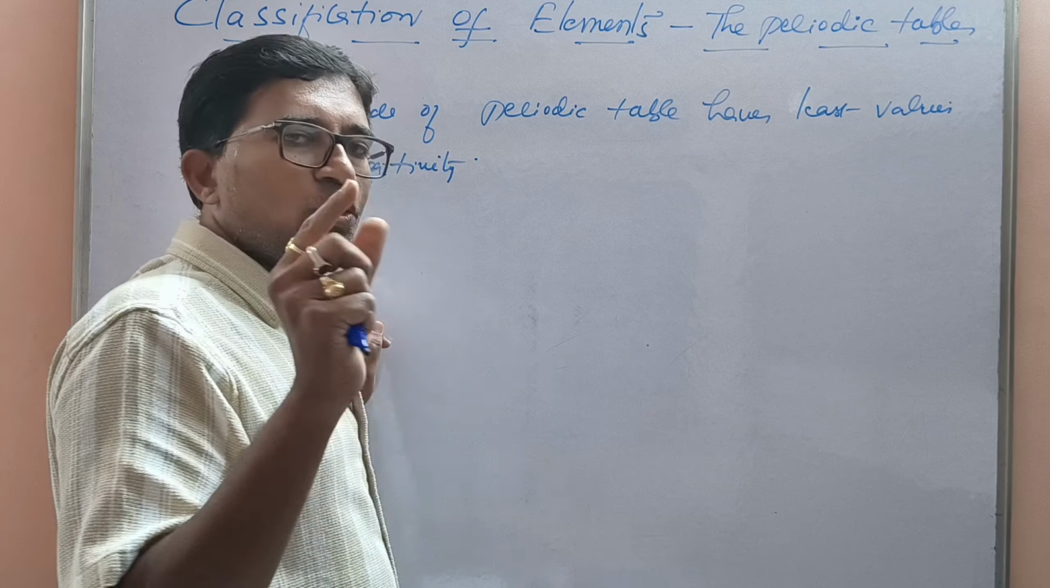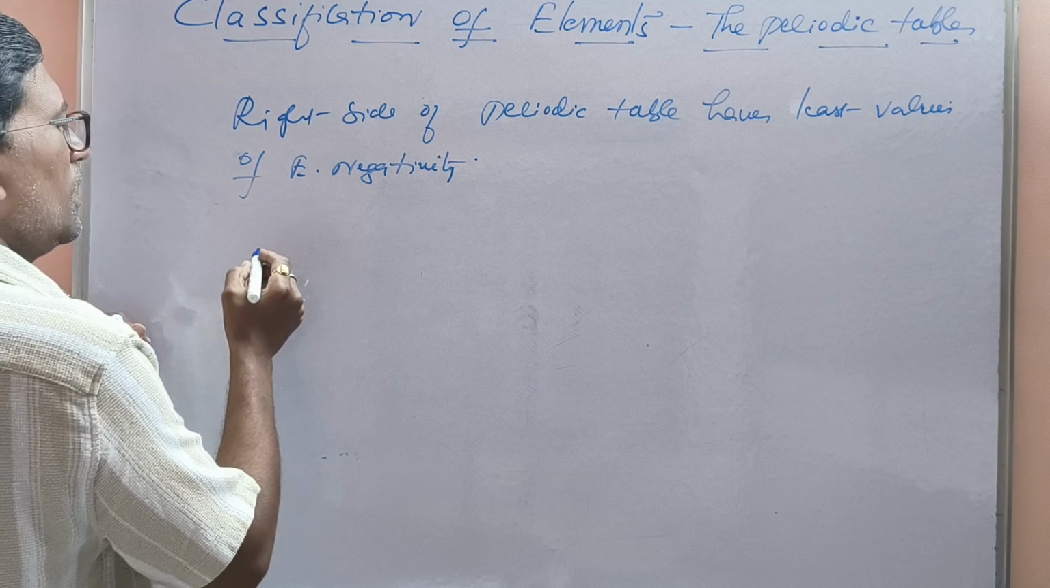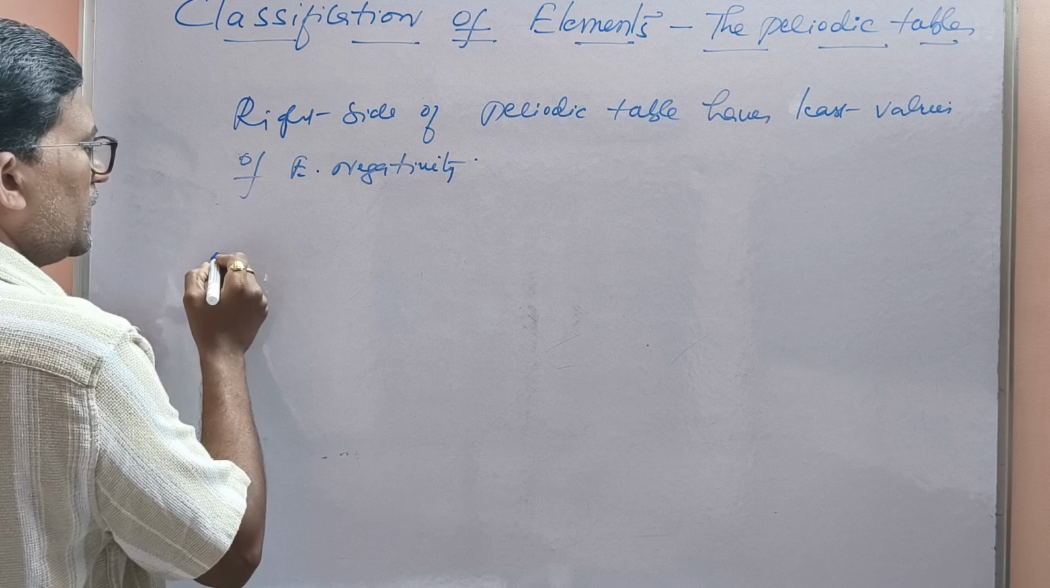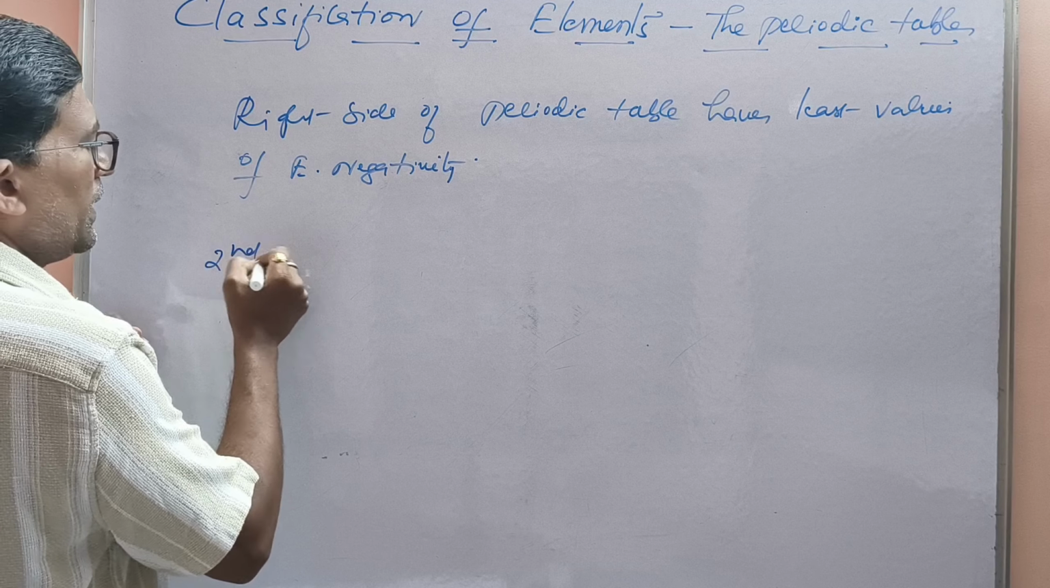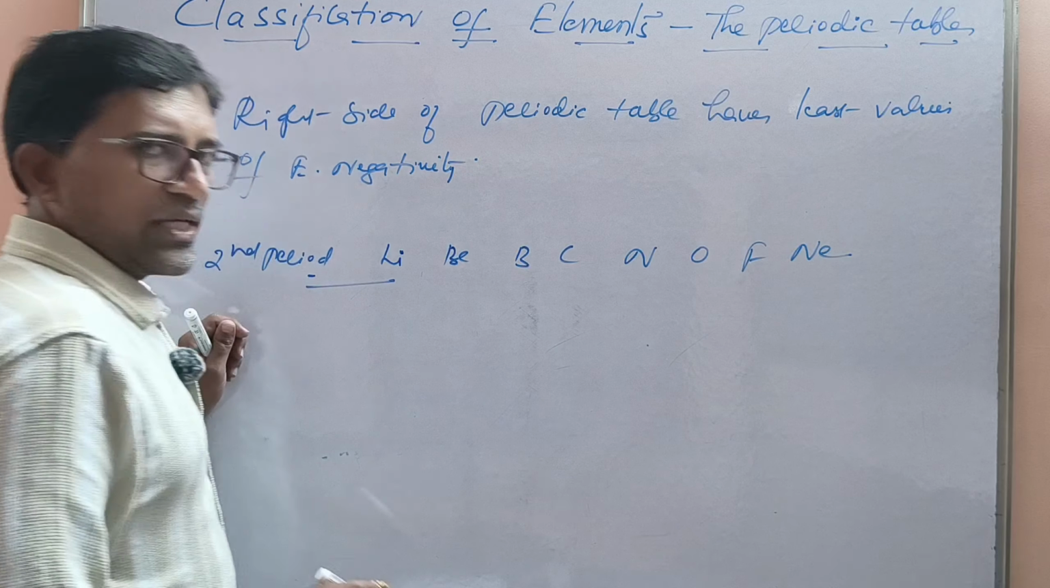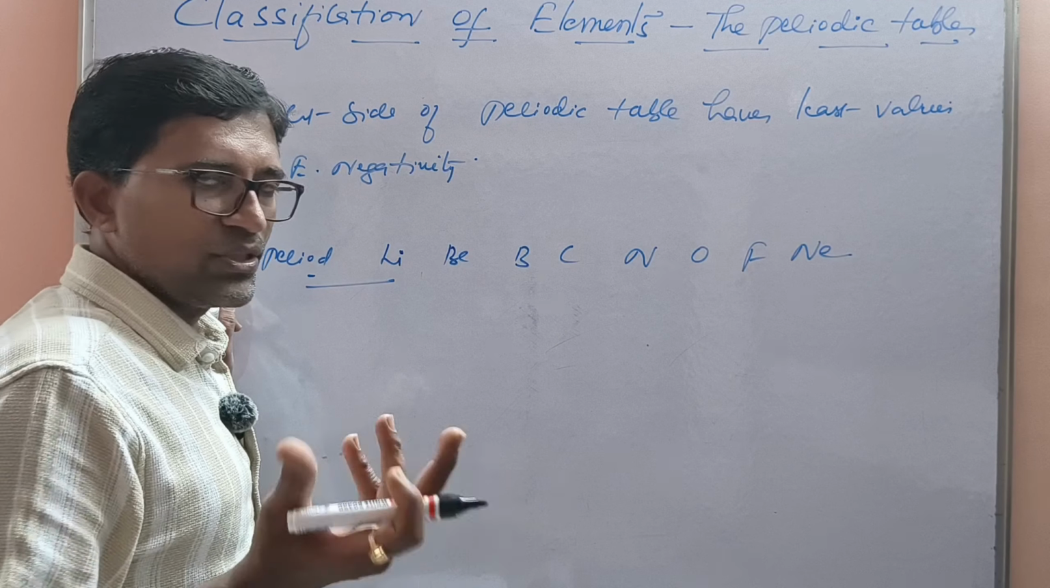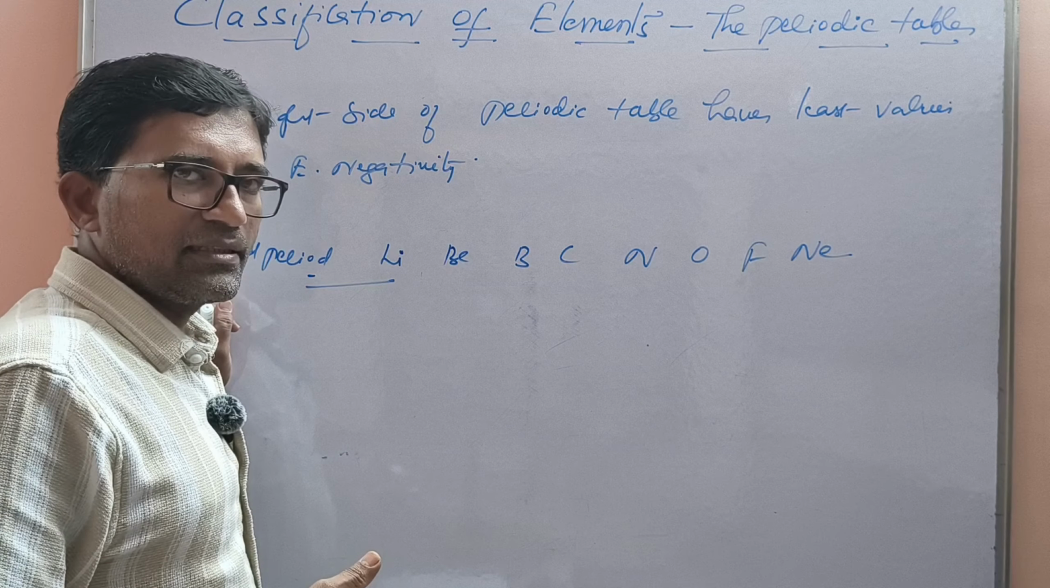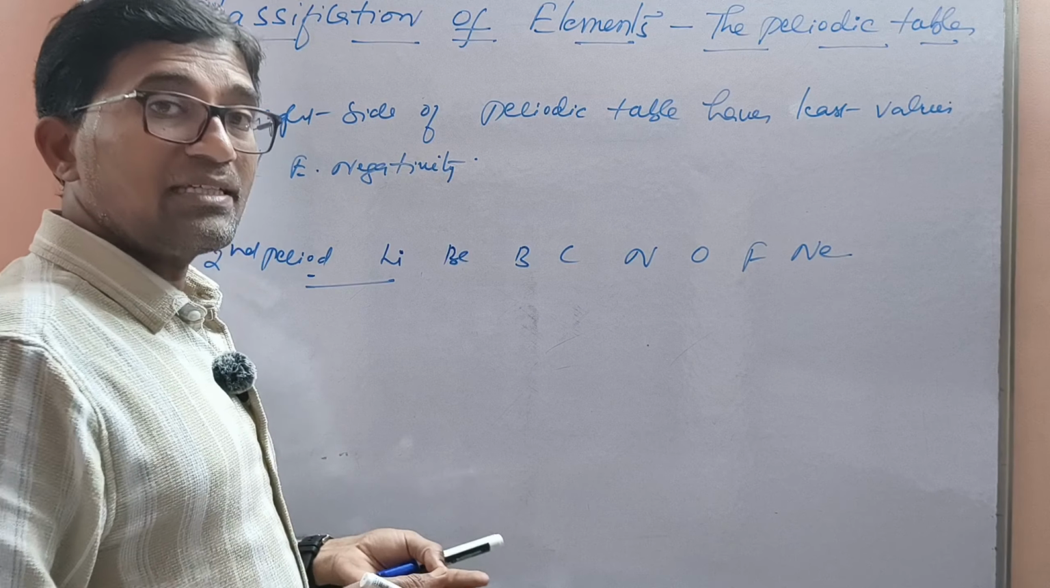As we are moving from left to right in a period, the common factor is this. For example, if I talk about the second period elements: lithium, beryllium, boron, carbon, nitrogen, oxygen, fluorine, neon. These are second period elements. As we are moving from left to right, the electronegativity values will increase. They never decrease. Why are they increasing? The reason is the atomic radius is decreasing.